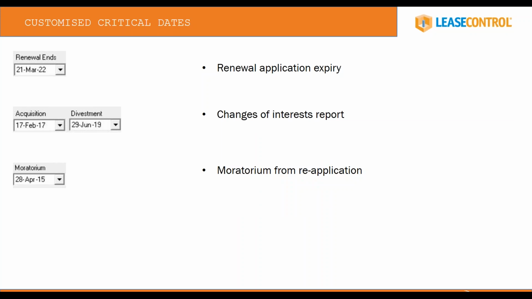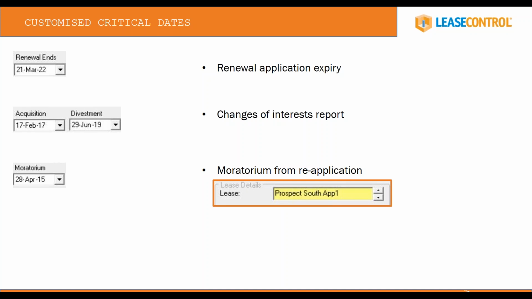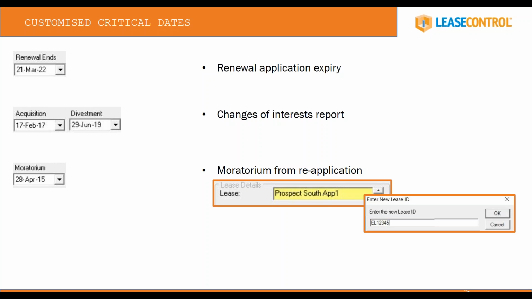In a lot of regions, an area is subject to moratorium on further applications over that same land. You may therefore want to record a pending application in LeaseControl until the land becomes available, at which time you can change the lease ID to the resultant title identification. It may be worth noting also at this point that moratorium can also apply to the Aboriginal Land Rights Act, so you may want to record when you have the ability to go back and negotiate for grant of your application.